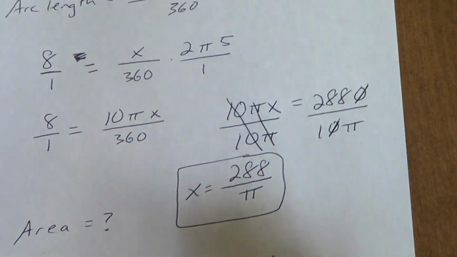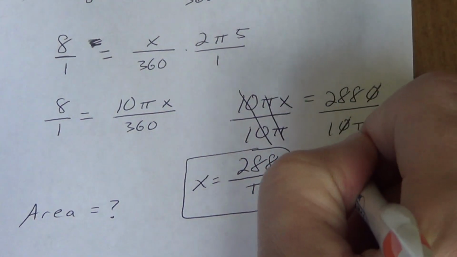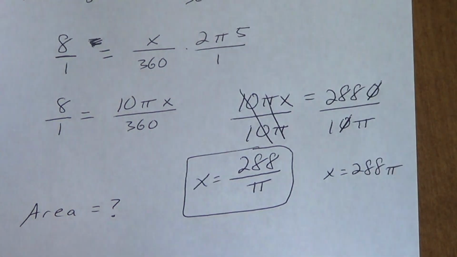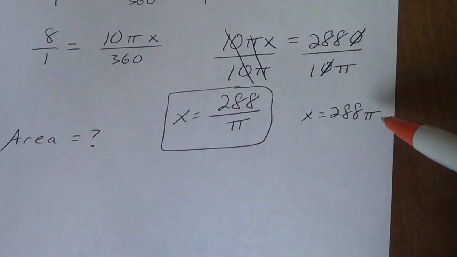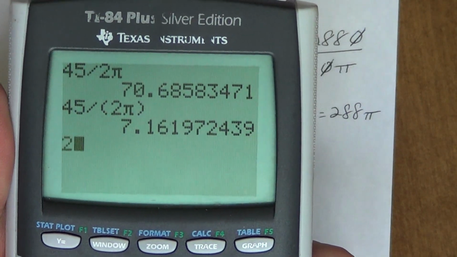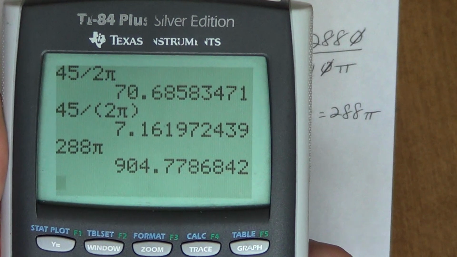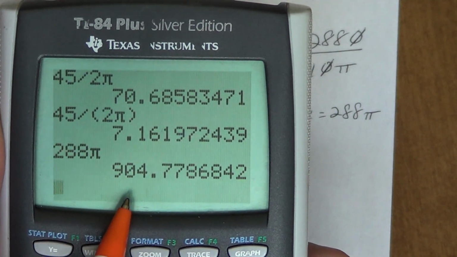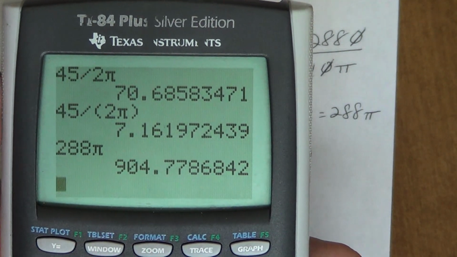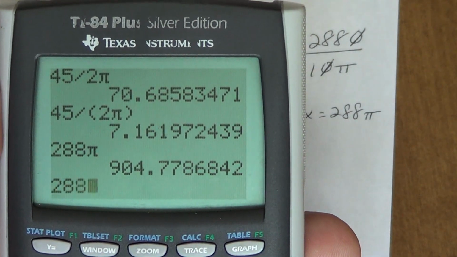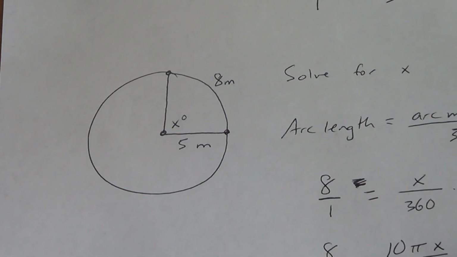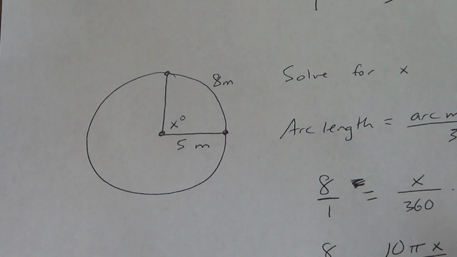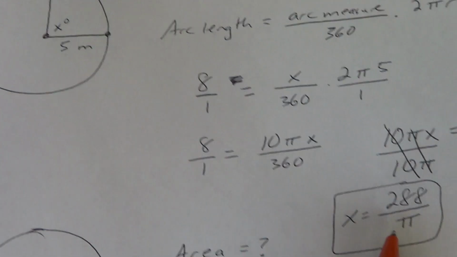Now once again, if you made a mistake and you put x equals 288 pi, you forgot that pi is in the denominator, it needs to stay in the denominator, and you did it like this, check your answer. 288 pi. You're telling me that this angle is 904 degrees. Well, that doesn't make any sense at all. Now, what if I did 288 divided by pi? 91.67 degrees. Look back. Does 91.67 degrees make more sense? Yeah, it makes a lot more sense. So that's why we have to make sure we keep pi in our denominator here.